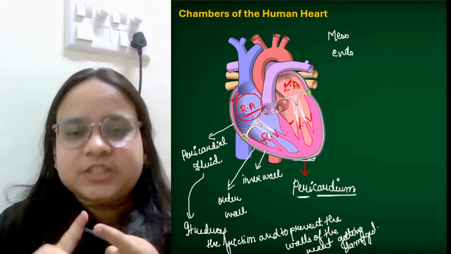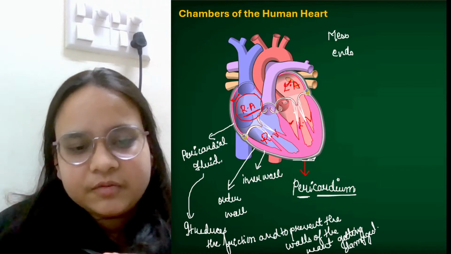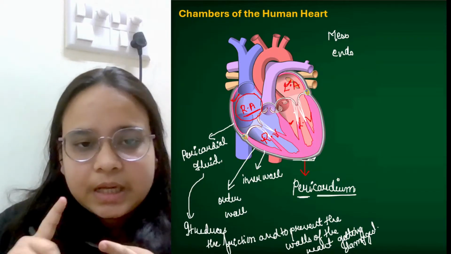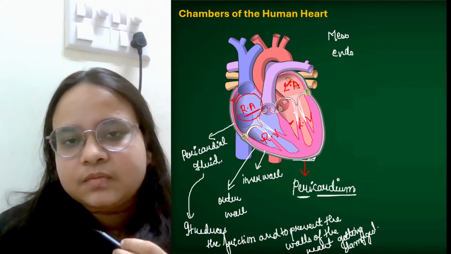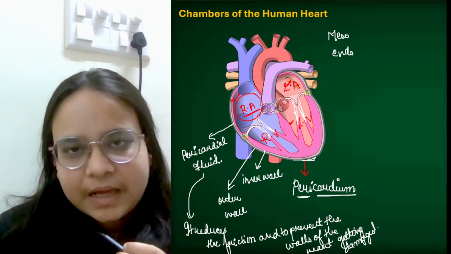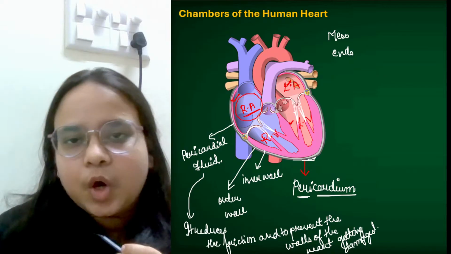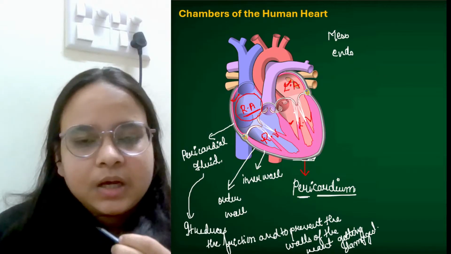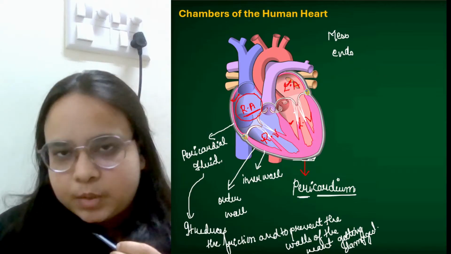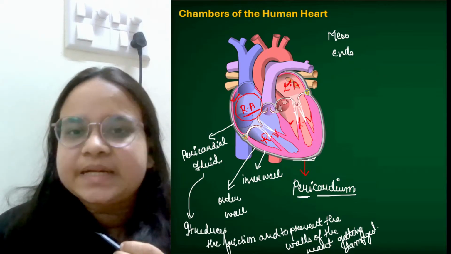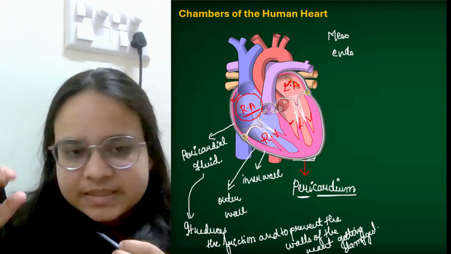Now we have done with the chambers. We have seen the outer covering. We have seen the fluid. Now we are going to look into the valves. We have discussed that valves are nothing but the muscular flaps that prevent the backflow of the blood. It's not just that valves are present inside the blood vessels, but they are also present inside the heart. So now let's have a look.